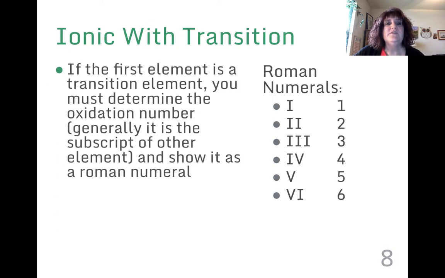If it starts with a transition element, right, in those groups 3 through 12, you have to include that Roman numeral. And you figure out the Roman numeral based on two things. One, the subscript of the partner element, right? And two, the oxidation of the partner element. And essentially, we're going to undo the crisscross. So let's look at a few examples.